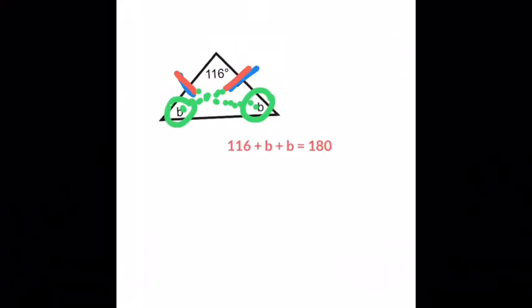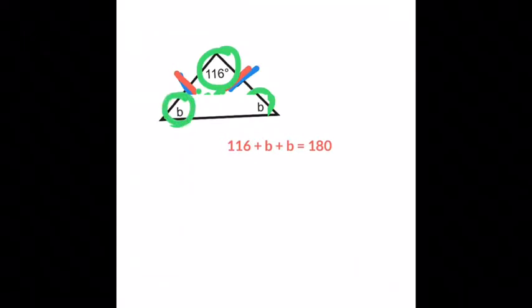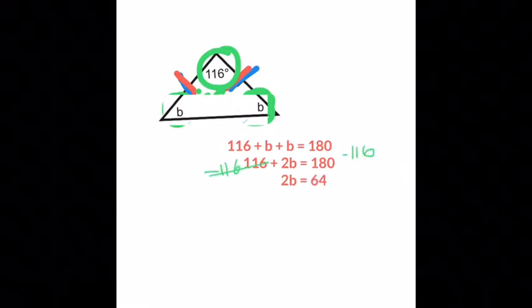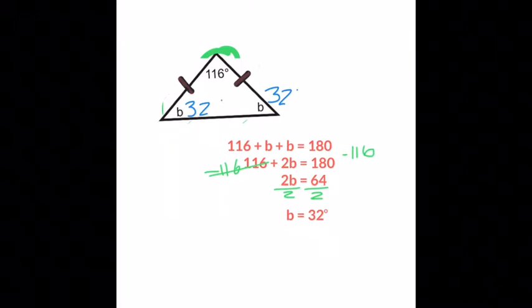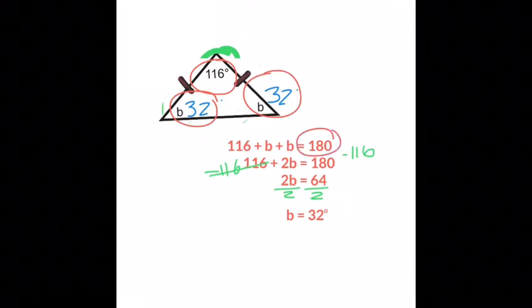And once we know they're identical, we can use algebra to solve. So I know that my triangle is going to add up to 180. So therefore 116 plus b plus b is going to equal 180. I collect like terms by combining both b's into 2b, and then I subtract 116 from each side. I then divide both sides by 2 to get b alone. And I get my final answer of b equals 32 degrees, which means this angle is 32 degrees and this angle is 32 degrees. If I want to check my work, I just simply add all three angles up and make sure they equal 180.